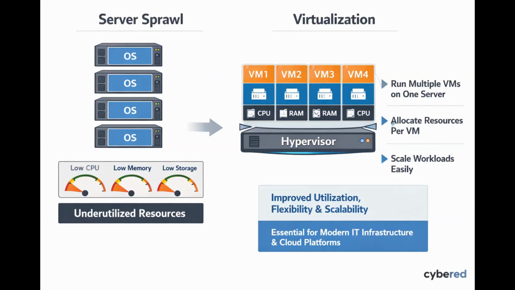Running a single operating system on powerful hardware often leads to server sprawl, where CPU, RAM, and storage are significantly underutilized. Virtualization addresses this problem by allowing multiple VMs to share the same physical resources efficiently. Using a hypervisor, administrators can allocate CPU cores, RAM, and storage per VM, run multiple server roles on one physical machine, and scale workloads without additional hardware. This flexibility makes virtualization essential for modern IT infrastructure and cloud platforms.